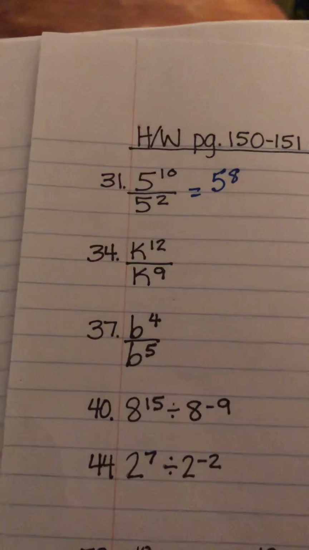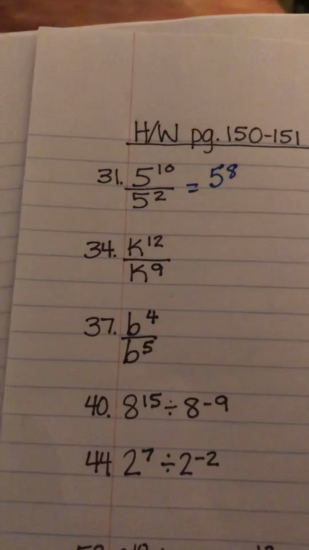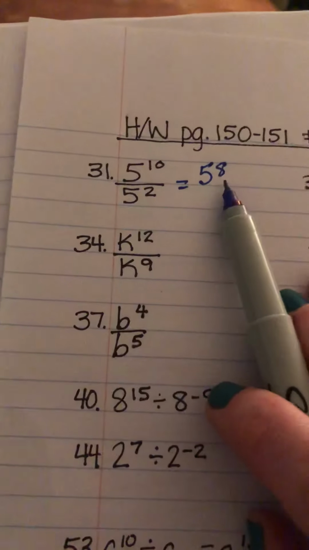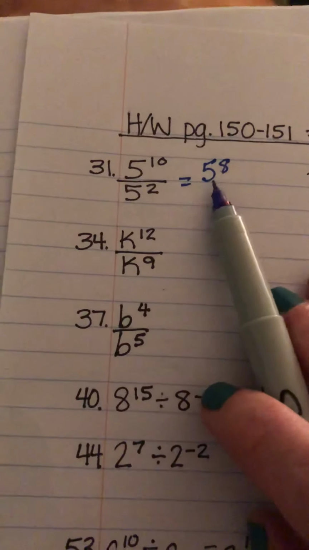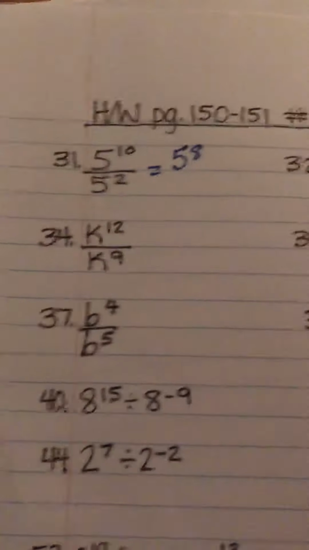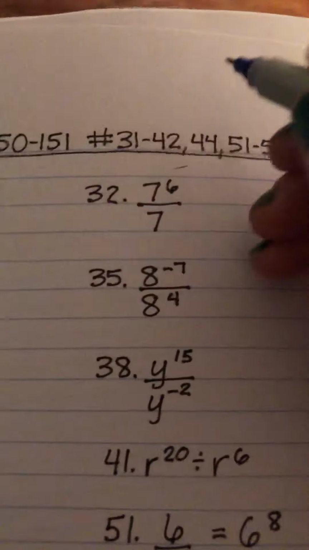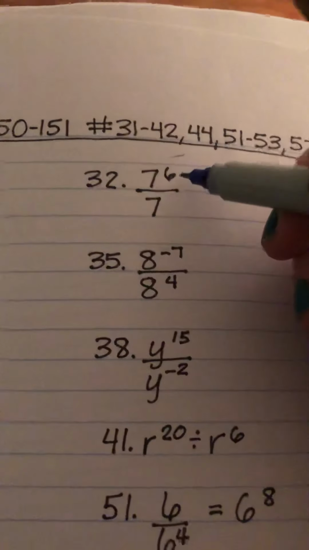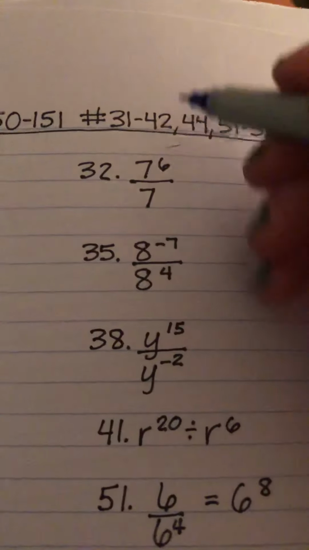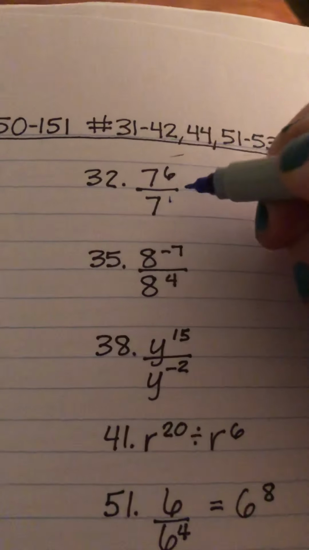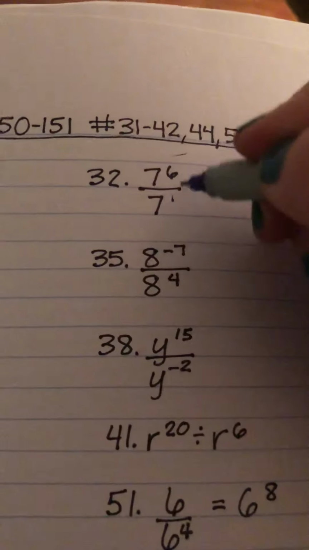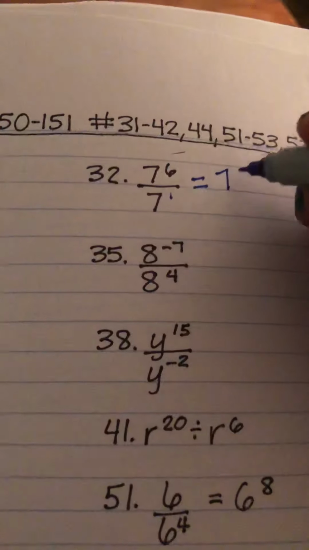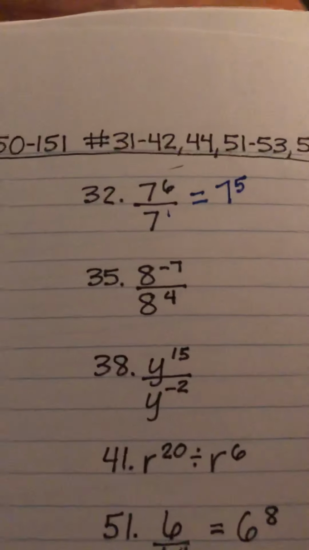It says to express with a positive exponent. So you don't have to totally solve this. Okay, over here we have 7, 6, and 7. So you have, it's like that imaginary 1 there. So it'll be 6 minus 1. So it'll be 7 fifths.